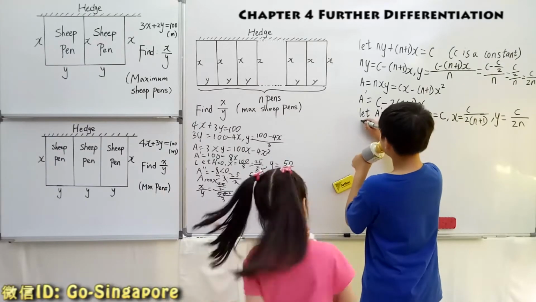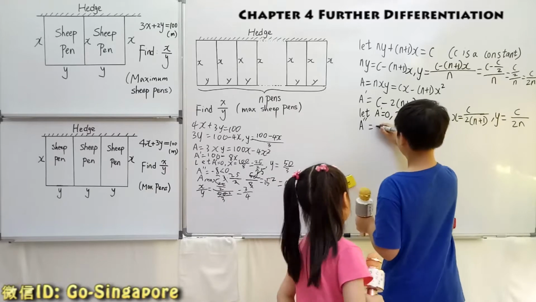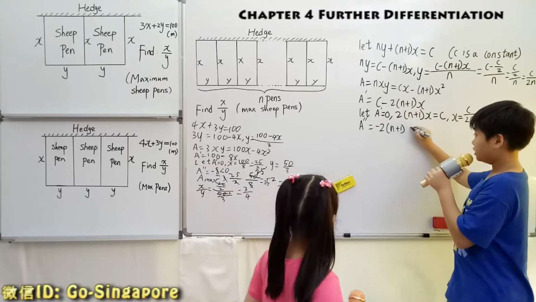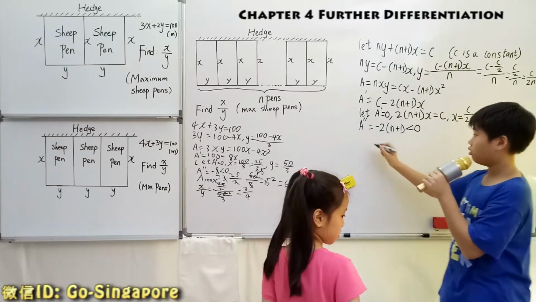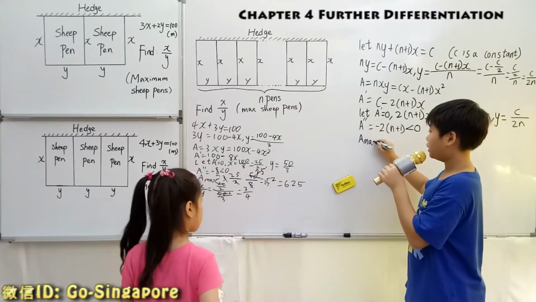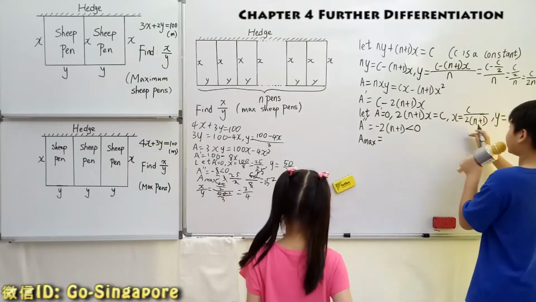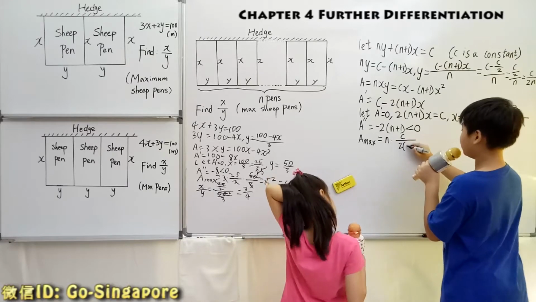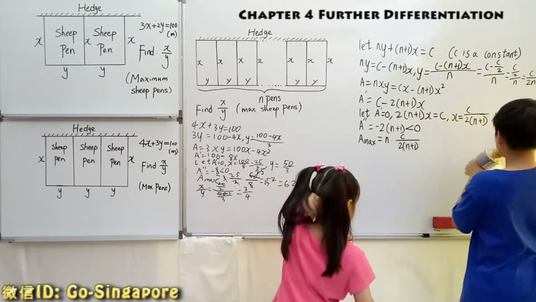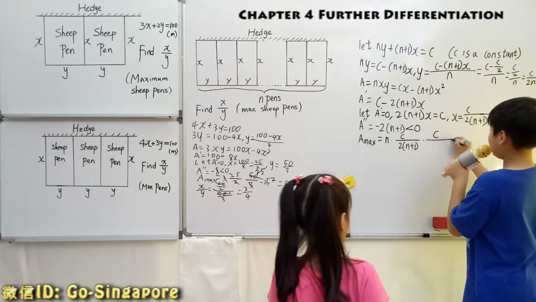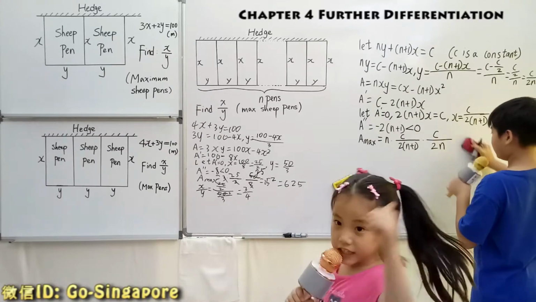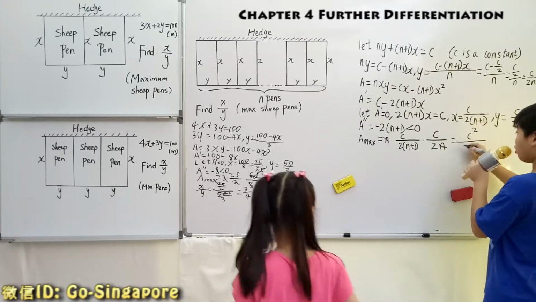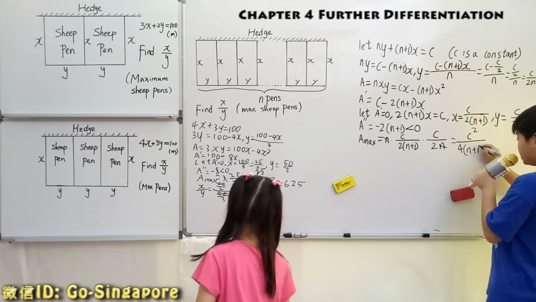Then, can we find the second derivative? So this is actually negative 2 bracket n plus 1, which is smaller than zero, then find the maximum area. So for this, you can actually straight away sub this in, right? Okay. n times c over 2 bracket n plus 1, then here you're times c over 2n. Yes. Then you can simplify this n. So this is c squared over 4 bracket n plus 1.